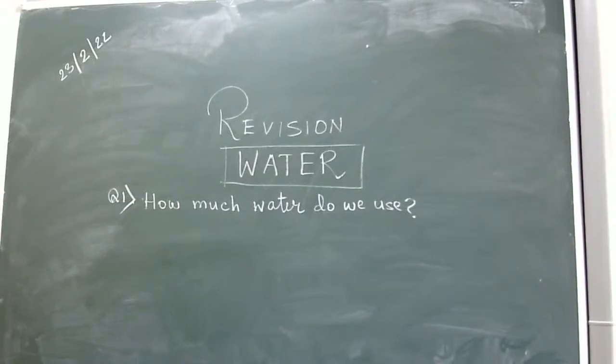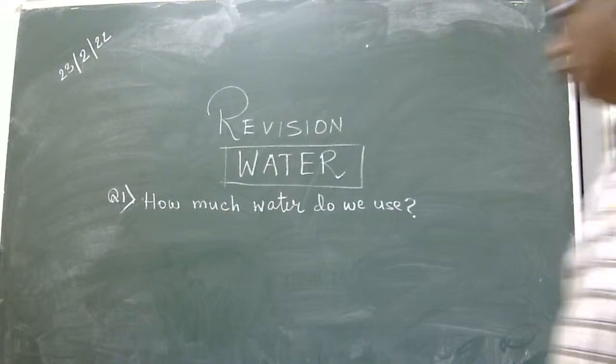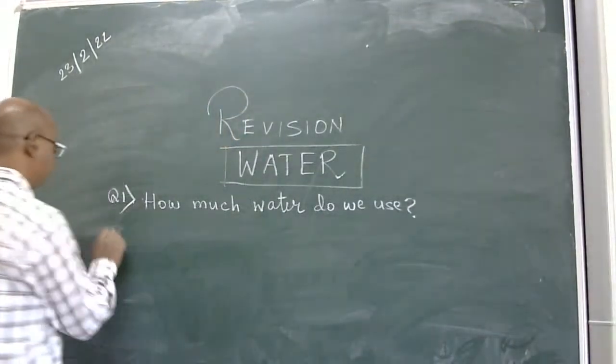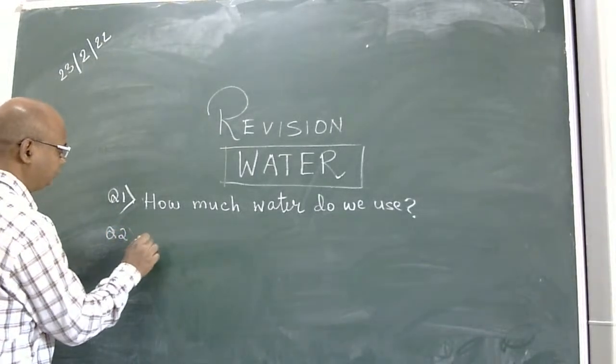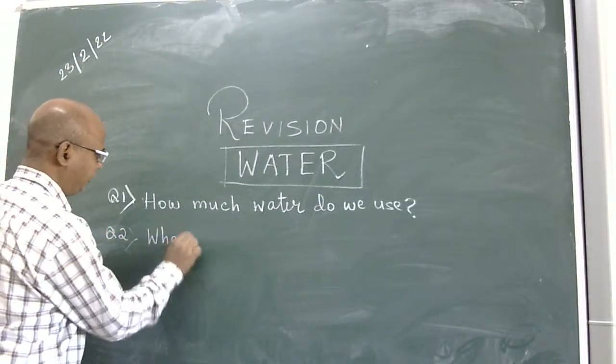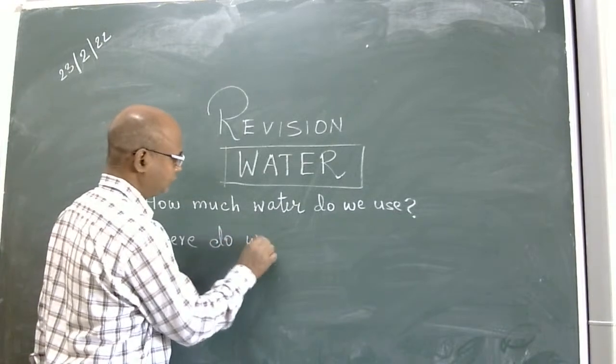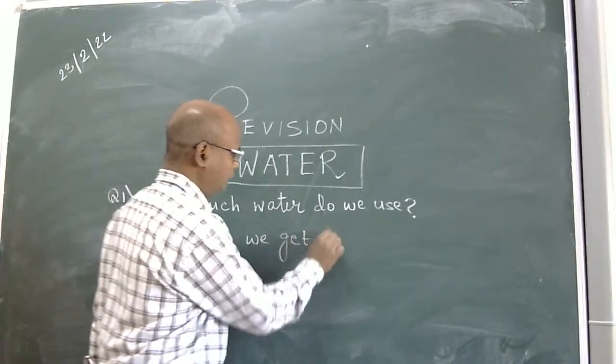Okay, you made. This is revision. No, again you have to repeat them, because we are revising. Notebook only. Okay, this is the first part. Then, where do we get water from? Next part of the lesson, where do we get water from?